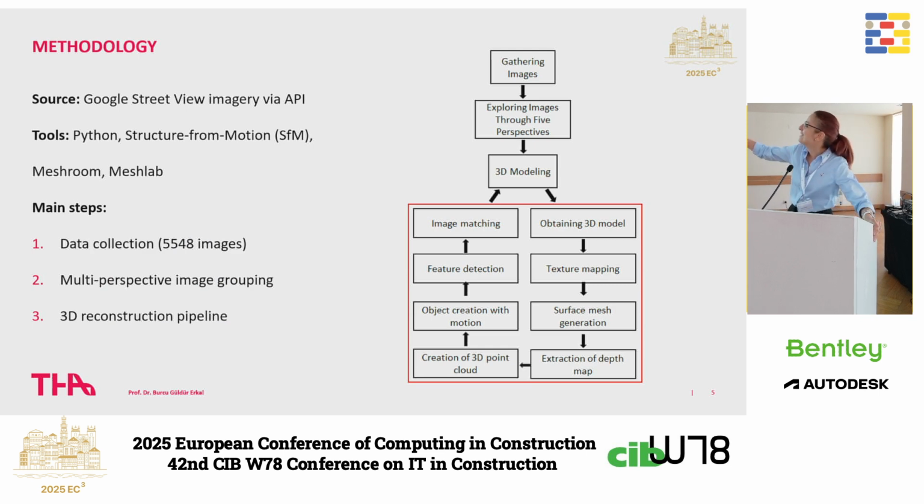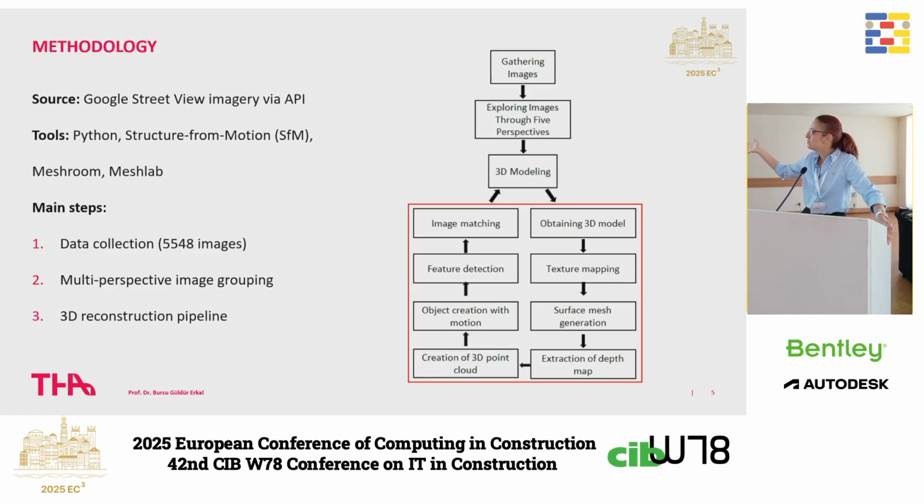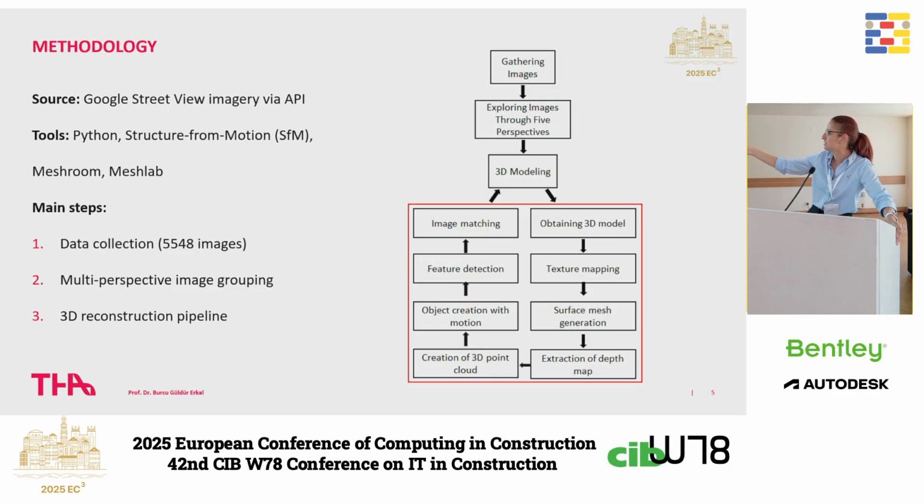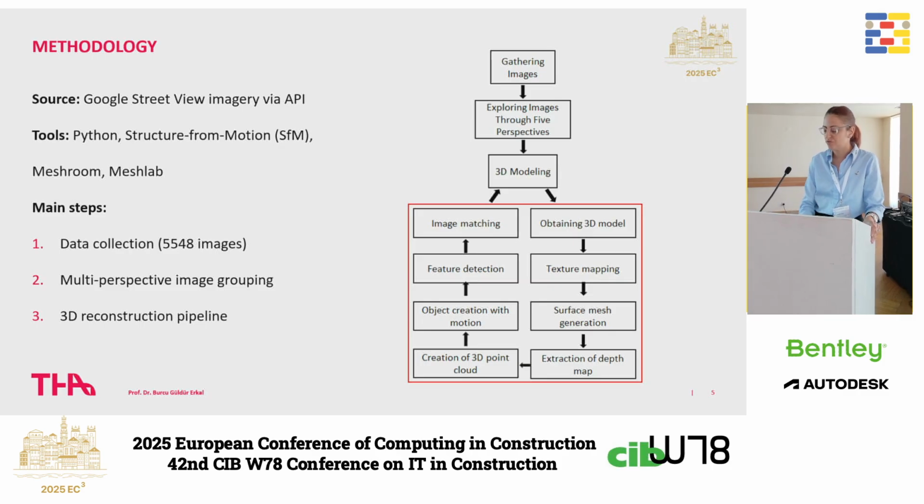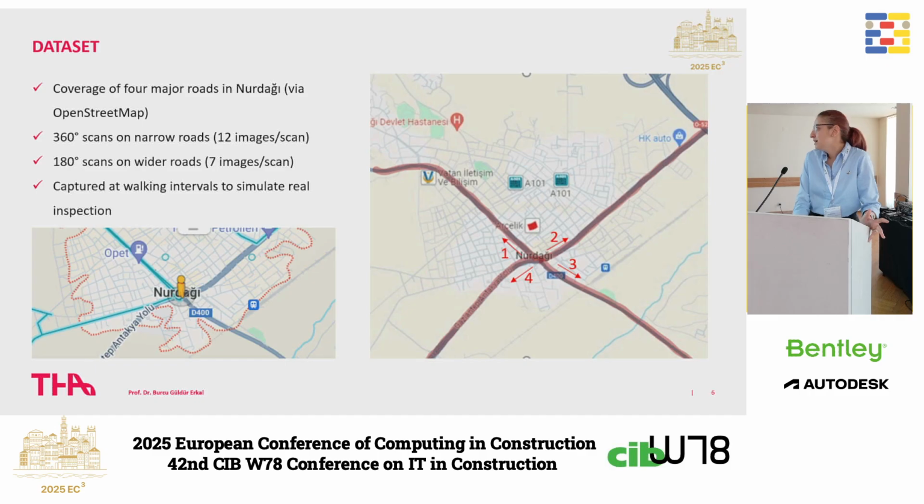The tools were Python, Structure from Motion, Meshroom, and Meshlab. We just used the available open source software that we could find, and we did image matching, feature detection, structure and motion, and then went all the way to the 3D model after the texture mapping, to give us a sense of the 3D model for the buildings. We put, like, a man who moves around and gets 360 images, and from the 5 perspectives, can we get the model of the entire building? That was the main idea.